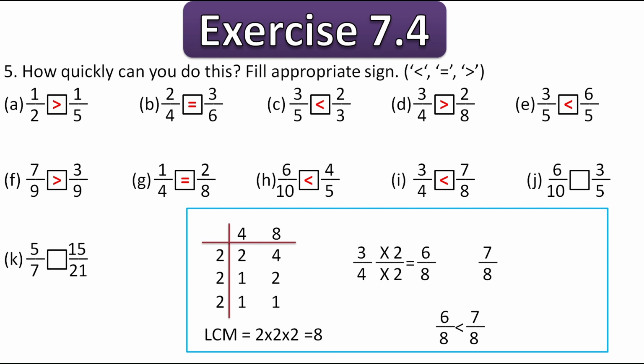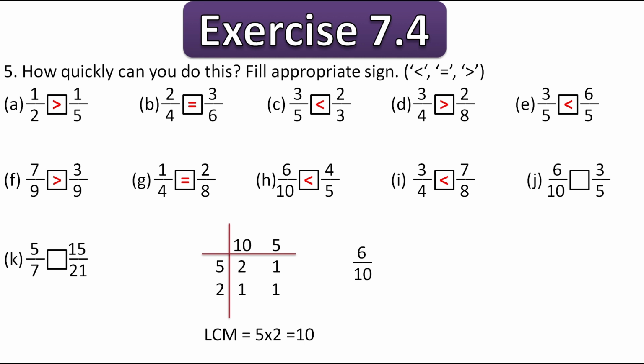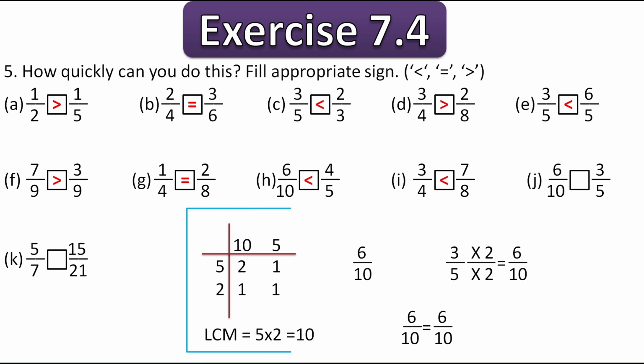Okay, now in this one, we have 10 and 5 in the place of denominator. So we have to find the LCM of 10 and 5. 5 2s are 10, 5 1s are 5, and 2 1s are 2. Okay, so the LCM is 10. Okay, so the first fraction will remain as it is, and let's convert this fraction by multiplying by 2 to get the answer as 6 upon 10. Okay, as both the fractions are same, they are equal, therefore 6 upon 10 is equal to 3 upon 5.